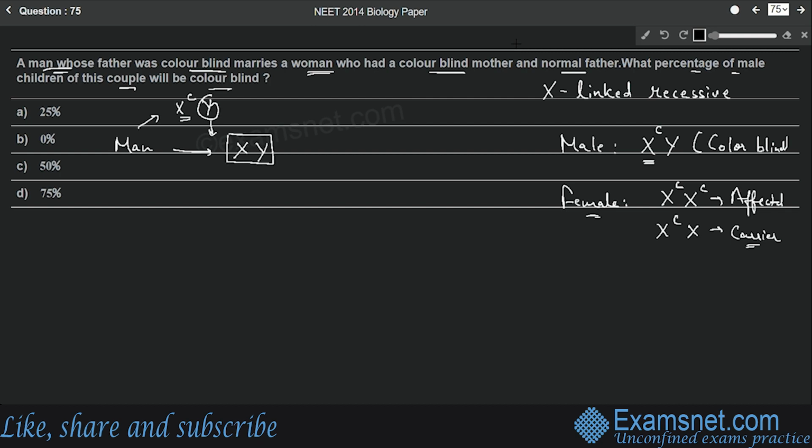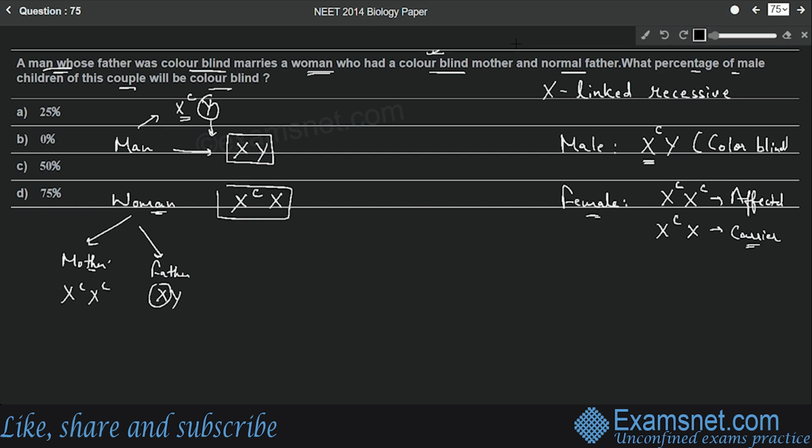Now if we talk about the woman, this man marries a woman who had a colorblind mother and normal father. The mother of this woman was colorblind, that means both X chromosomes of the mother carried the gene for color blindness, and her father was normal, that means XY. Since the woman is a female, she would get one X chromosome from each of them. Obviously from the mother she will get an affected chromosome, carrying the gene for color blindness, and from the father she'll get a normal chromosome. So this is the genotype of the woman.